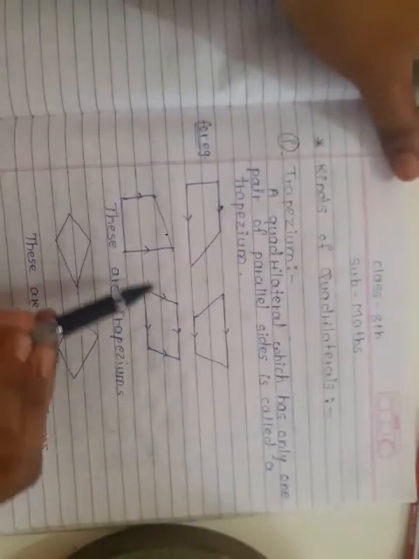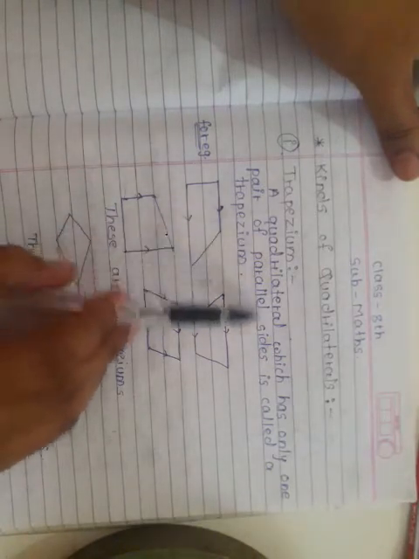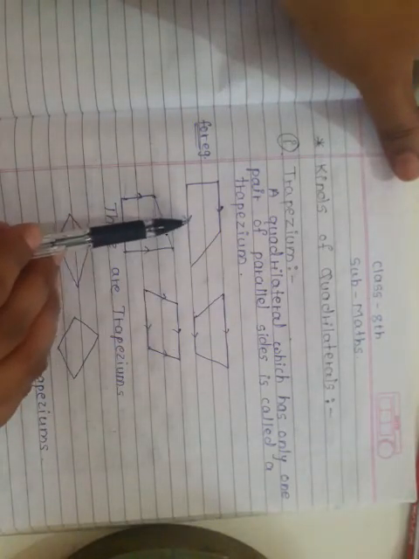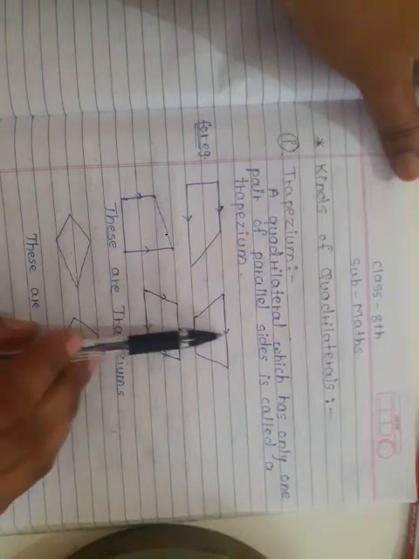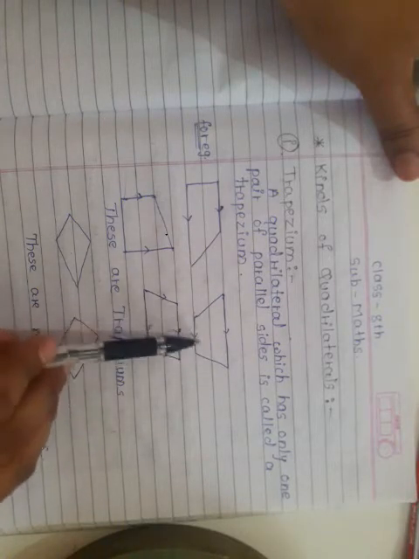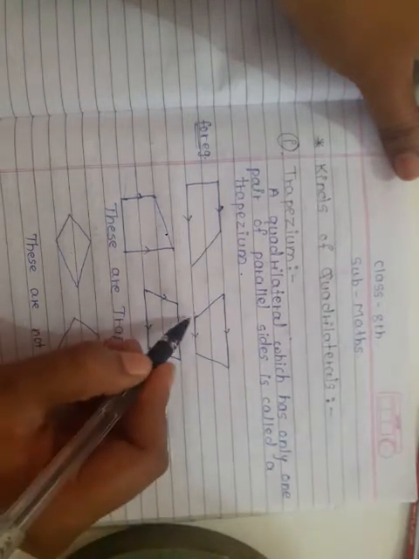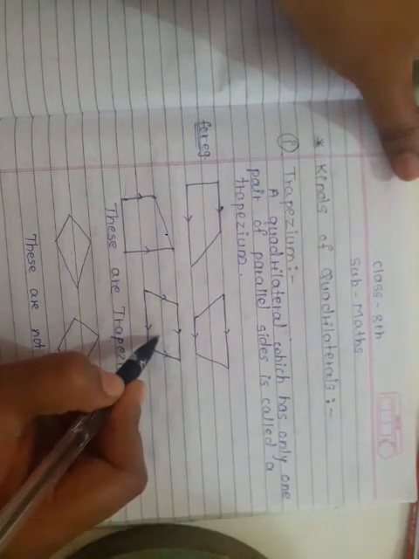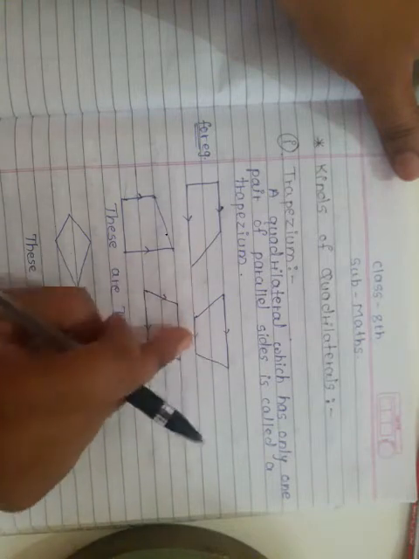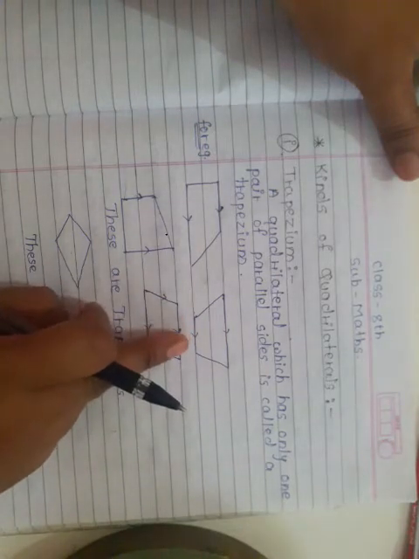it means only one pair, at least one pair is required, but two pairs are not required. A quadrilateral which has only one pair of parallel sides is called a trapezium. In this figure also, these two sides are parallel to each other. If we extend these two sides, then they intersect each other at some point. So this is the second example of a trapezium.